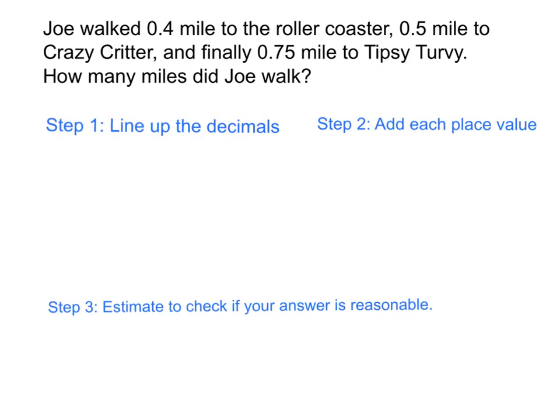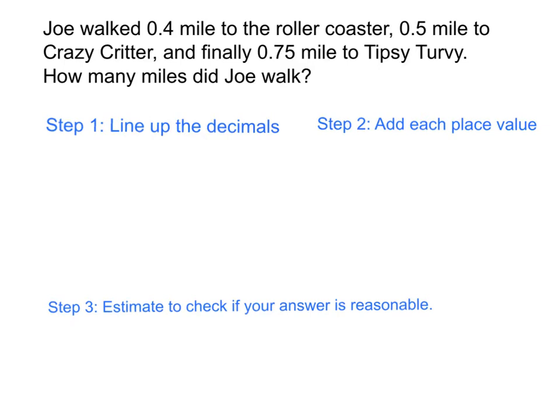Okay, here is our word problem for right now. Joe was at the amusement park. Let's call it Funland. He walked 0.4, or 4/10 of a mile, to the roller coaster, 5/10 of a mile to Crazy Critter, and finally, 75/100 of a mile to Tipsy Turvy. How many miles did Joe walk?